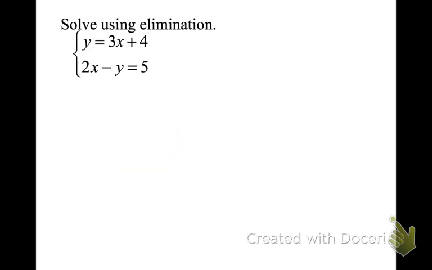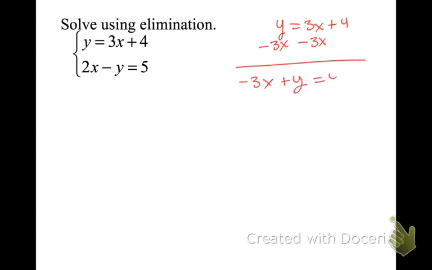Okay? Now, we have a problem here, and that problem is that my equations are not in standard form. Okay, so what would we need to do? They're not in standard form. Ashley. Yeah, we're going to have to put the y equals 3x plus 4. What do I need to do to get that into standard form? I'm subtracting 3x. And we get negative 3x plus y equals 4.